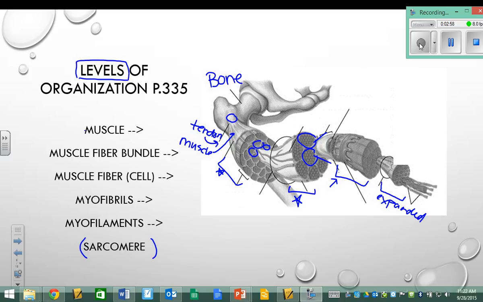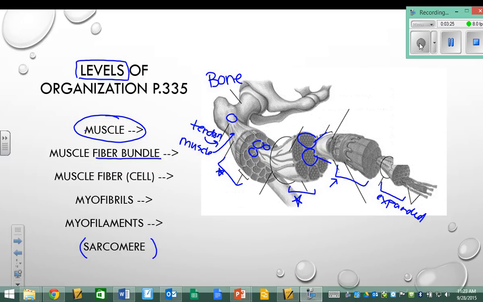So if I take a muscle, the whole entire muscle, this is quite large. Now some of your muscles are huge, like your quadriceps muscle is actually a bunch of different groups of muscles put together. Some of your muscles are very small, like the muscles in your eye that make you blink or the muscles that make your pupil change size. These are tiny muscles, but muscle is always the highest level.